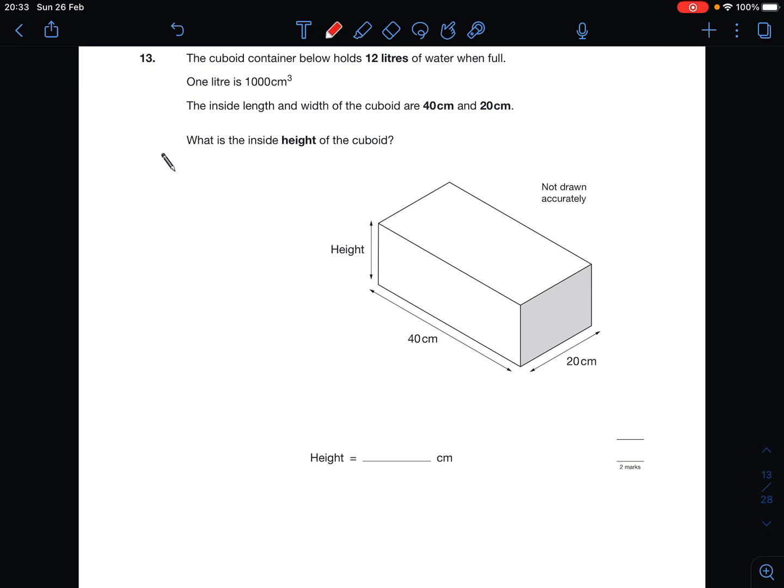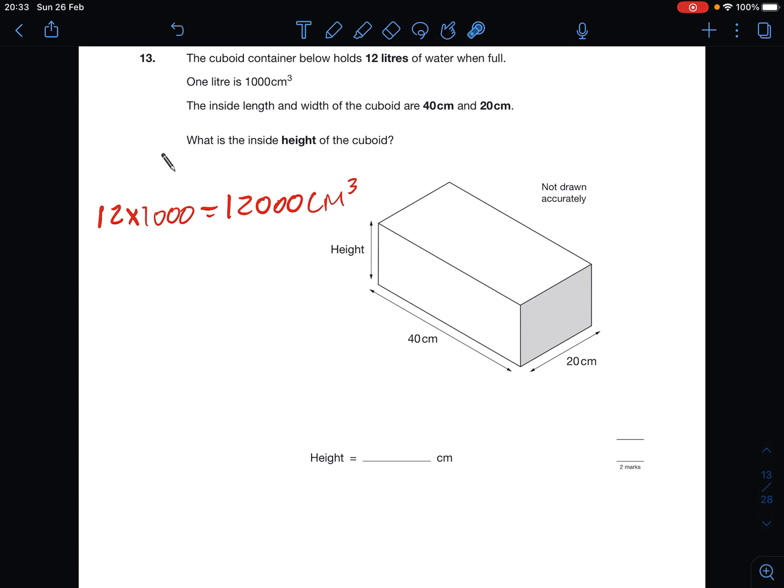Alright. The cuboid container below holds 12 litres of water when full. 1 litre is 1,000 centimetres cubed. So my first instinct is to figure out how many centimetres cubed 12 litres is by doing 12 times 1,000. And that's going to get me 12,000 centimetres cubed. So I know that this box here is 12,000 centimetres cubed.